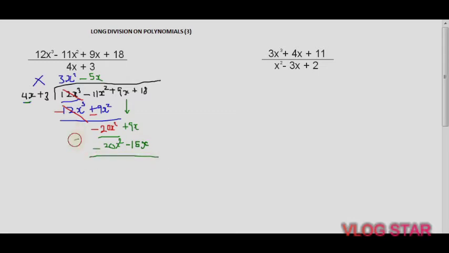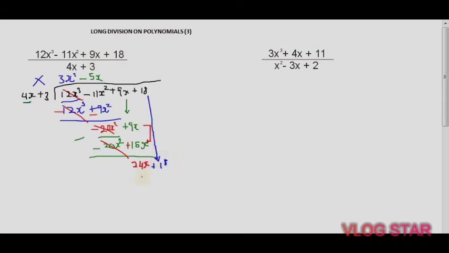We subtract. Once we're subtracting, minus 20x squared cancels minus 20x squared, right? So next, this minus over here changes this minus here to plus. So this 15x plus 9x over here, 15 plus 9, we're going to get 24x, right? So this is 24x. Next again is to bring down the next term. The next term here is plus 18, right? So let's put it there. This is now plus 18.